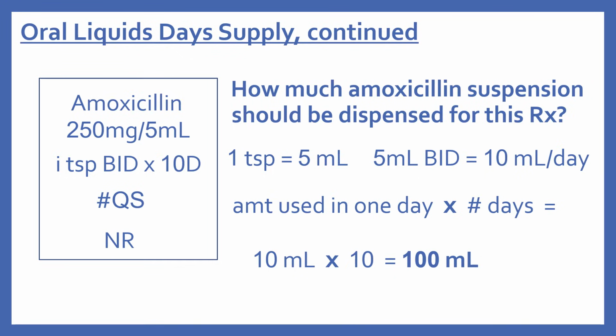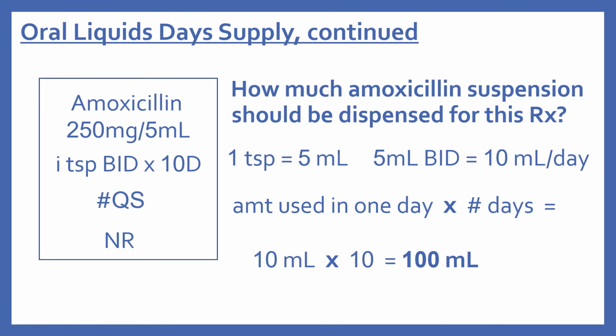So our first prescription we have here is for amoxicillin 250 milligram per 5 ml suspension. And the directions are 1 teaspoon BID times 10D. That's 1 teaspoonful twice a day for 10 days. Dispense quantity sufficient, QS, and with no refills. So how much amoxicillin suspension should be dispensed for this prescription?